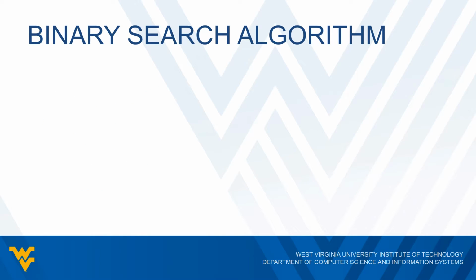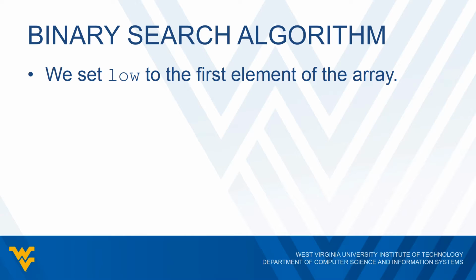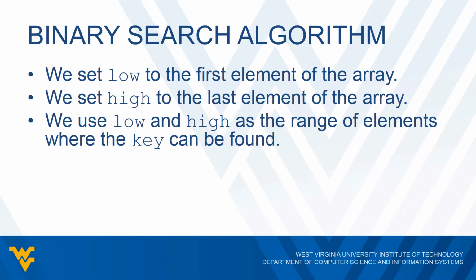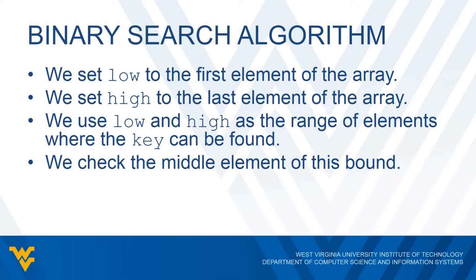So here's some more details with what's going on with the algorithm. We have our low variable initially be the first element of the array, so it's going to be 0. And we're going to have our high variable be the last element of the array. So we're using both low and high as the range of elements of where key could be in the array. Initially it could be anywhere in the array, so we're just going to check the middle element. We're going to check the midpoint, kind of like what we did with our guess.